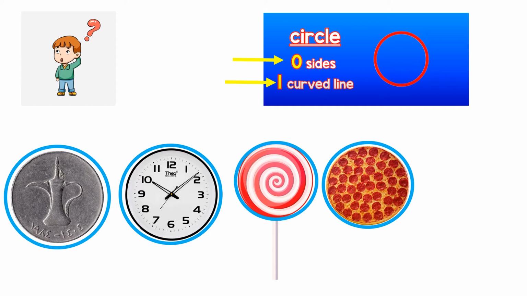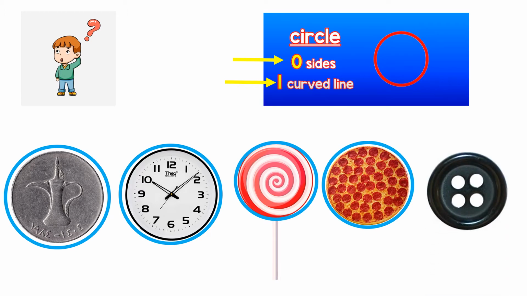Now what else can be there in a circle shape, children? Now let's see. It is a button. A button which we all see in our school uniform. Can you see a button in your school uniform and see what shape it is? Yes, it is a circle shape. It is also round and round. Well done, children.